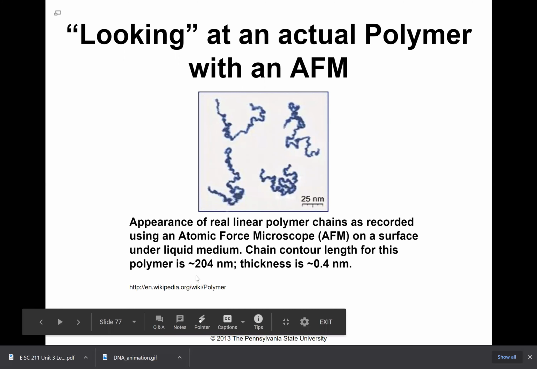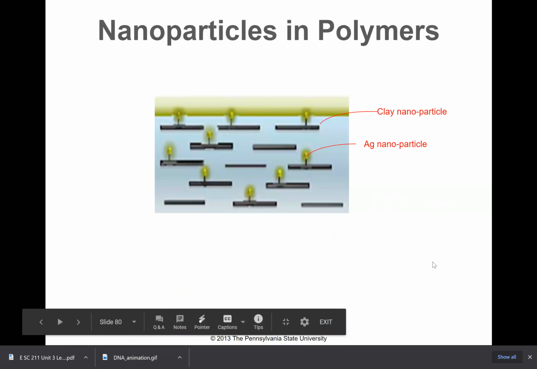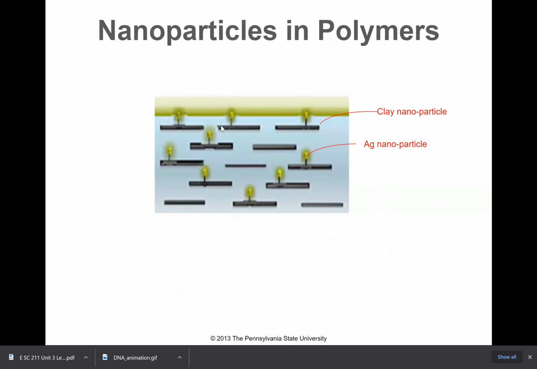So the polymer is about 200 nanometers long, and the thickness is 0.4 nanometers, so long and thin. And the other reason that polymers are important for nanotechnology is because you can embed different materials, nanomaterials or nanoparticles into polymers. And I think that the silver nanoparticle is embedded here to impart antimicrobial properties to whatever this polymer is. I'm not sure about the clay, maybe moisture trapping or something like that.